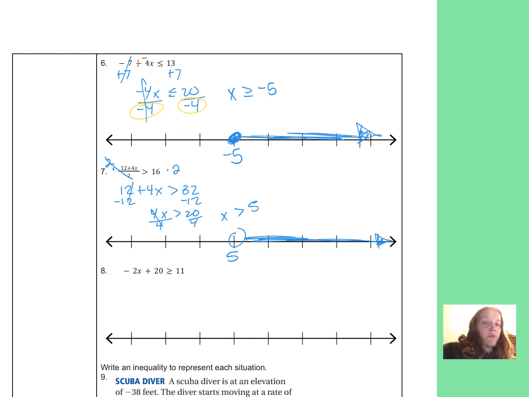Okay, one last problem like this. We're going to do -20 on both sides. We can make this 0. So -2x is greater than or equal to 11 minus 20 would be -9. Now I'm going to divide by -2 on both sides. And there's my rule. I divided by a negative.